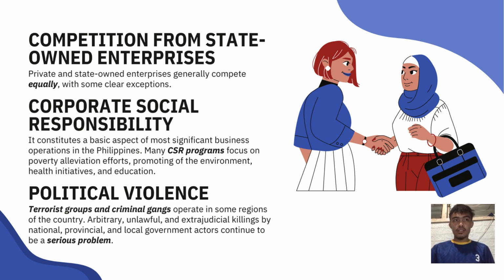Next is political violence. Terrorist groups and criminal gangs operate in some regions of the country. Arbitrary, unlawful, and extrajudicial killings by national, provincial, and local government actors continue to be a serious problem. Political violence is any use of force or intimidation to achieve political aims. This can involve states using violence against their own people or other countries, or non-state actors like rebels or terrorists using violence to influence governments.